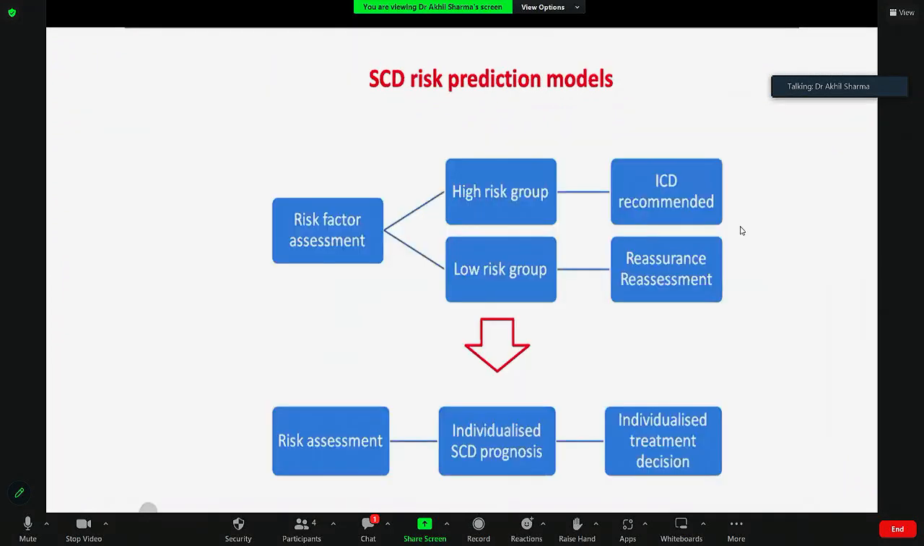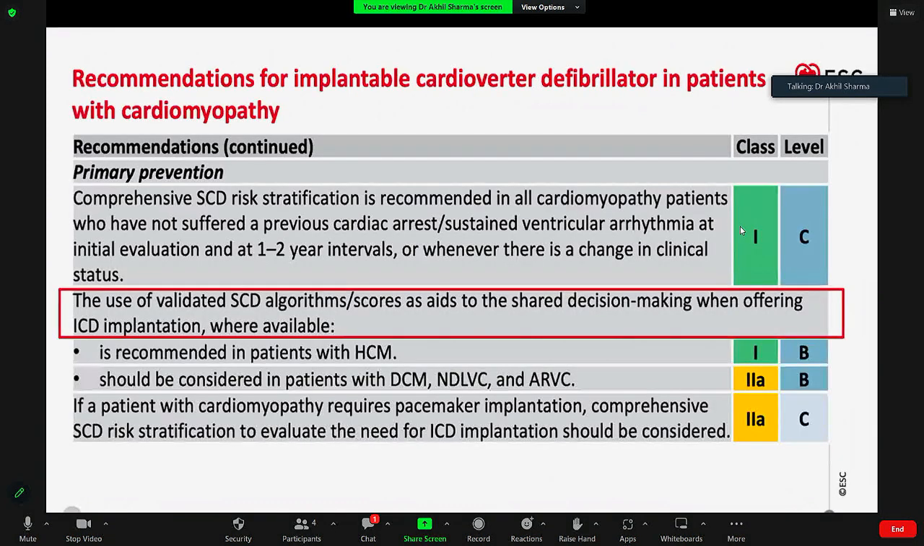So how can we identify by risk factor assessment, which is almost always followed by every cardiologist? High risk group go for ICD recommendation, low risk reassure and reassess. Now the newer concept is risk assessment, not risk factor assessment. Go for the individualized risk assessment for the individual patient, and then take the individual decision according to the patient's education, their understanding, their economic, social or religious factors.